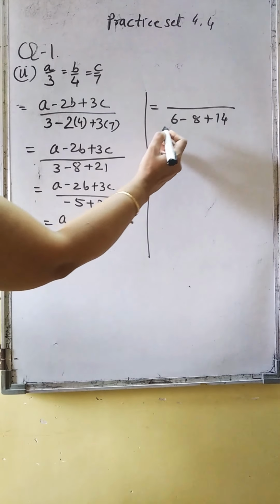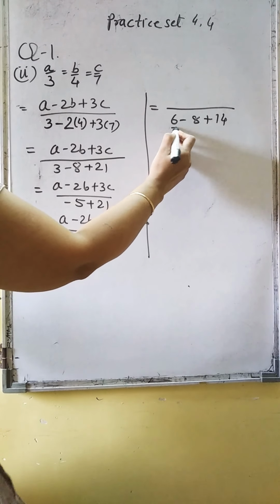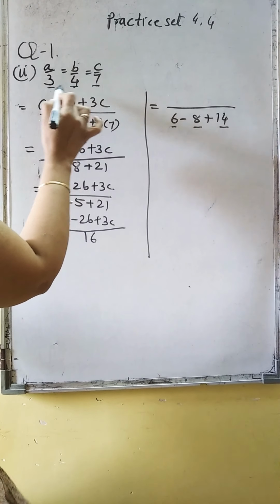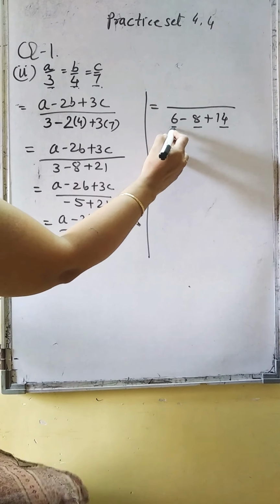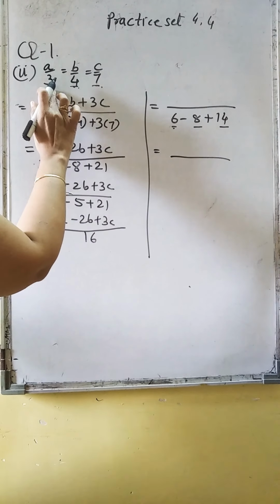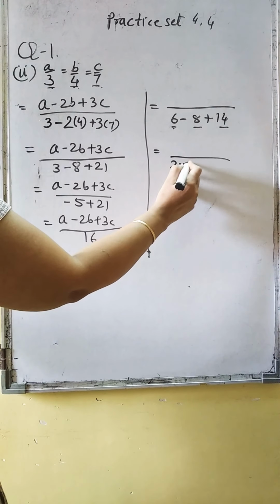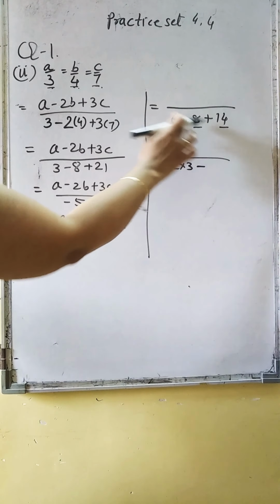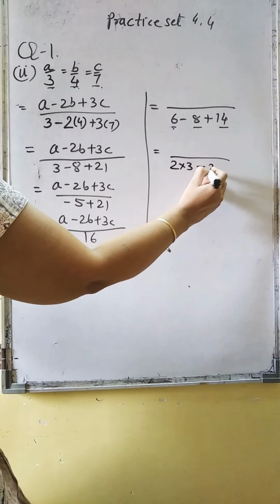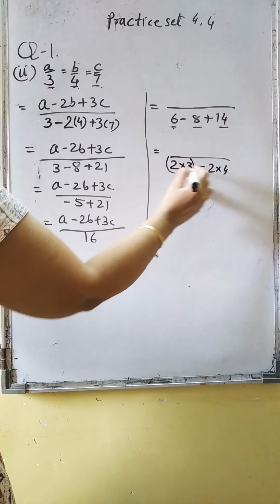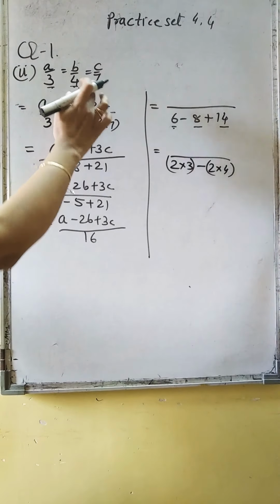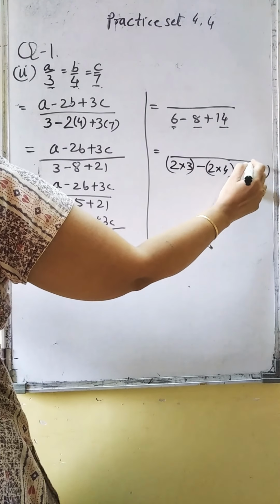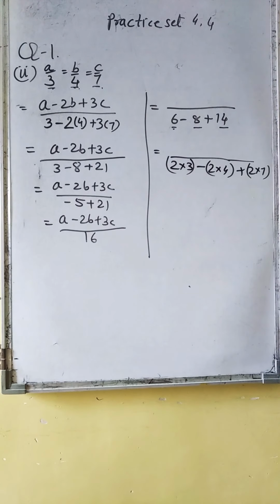Now here children, see, you have 6 minus 8 and 14. But what are A, B and C with? You have 3, 4 and 7. So how can I get 6? Can I get 6 in terms of 3? Yes, I can get 2 into 3. Right? Now 8 is there. How can I write down 8? 8 I can write down as 2 into 4. Right? And 14, how can I write it, children? I can write 14 as 2 into 7. Isn't it?